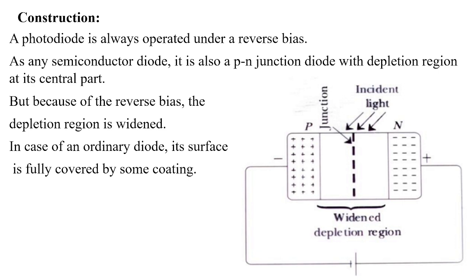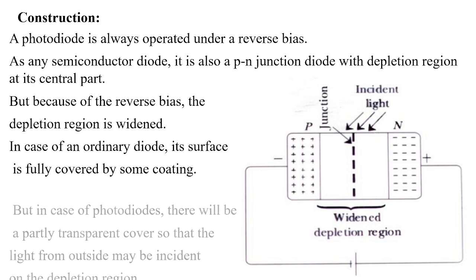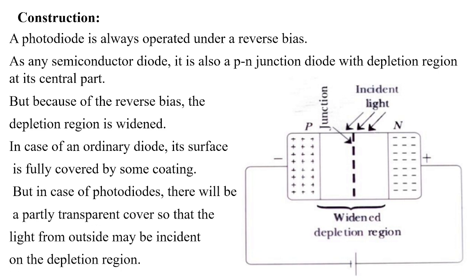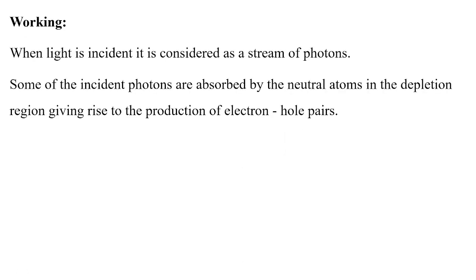In case of an ordinary diode, its surface is fully covered by some coating. But in case of photodiode, there will be a partially transparent cover so that the light from outside may be incident on the depletion region. Let us see the working.